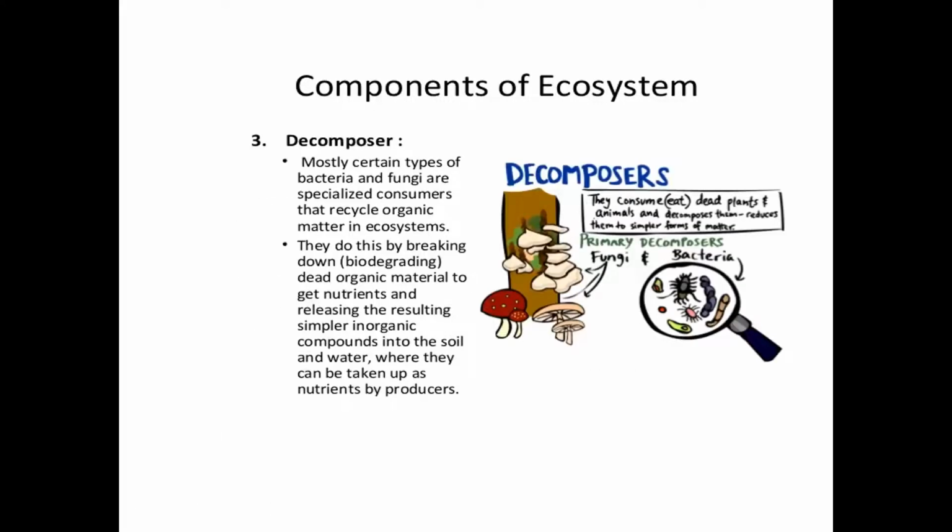The last one is the decomposers. Producers, consumers and decomposers. Producers produce the food. Consumers consume the food which is produced by the autotrophs. Whereas decomposers feed on dead organic matter. Certain types of bacteria and fungi are specialized consumers, and they recycle the organic matter in the ecosystem. They do this by breaking down, that is biodegrading, the dead organic material to get the nutrients and releasing the resulting simple inorganic compounds into soil and water, where they can be taken up as nutrients by producers.